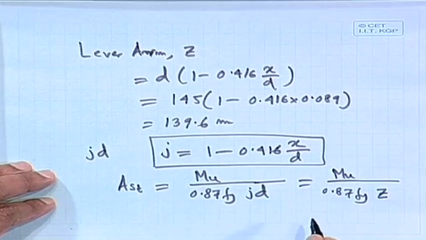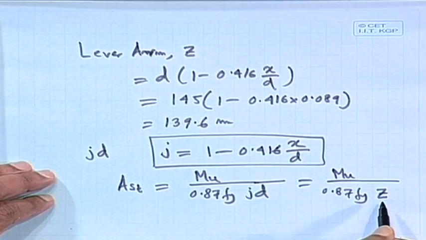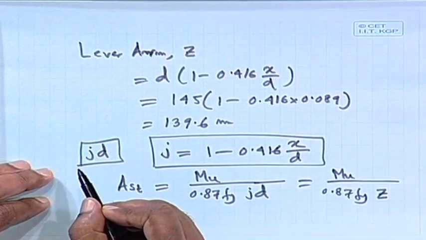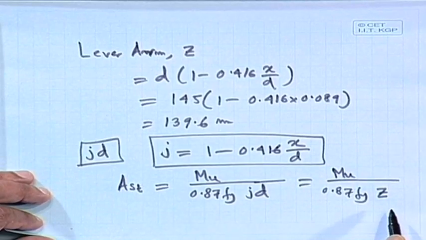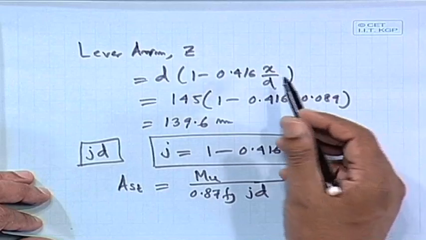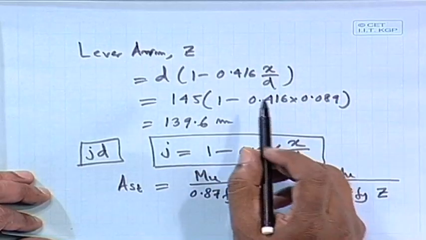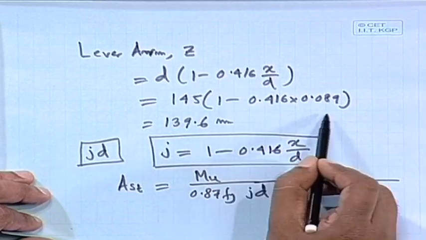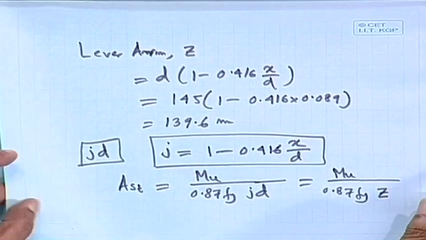Or in our case, let us say Mu by 0.87 Fy times Z. The same thing we are talking about. This is the stress times the lever arm, the same thing we have used in the working stress method. We can write the same here also. If you are interested in making it analogous to the working stress method, I can write JD, where J is this one. That way also one can write it. Okay.